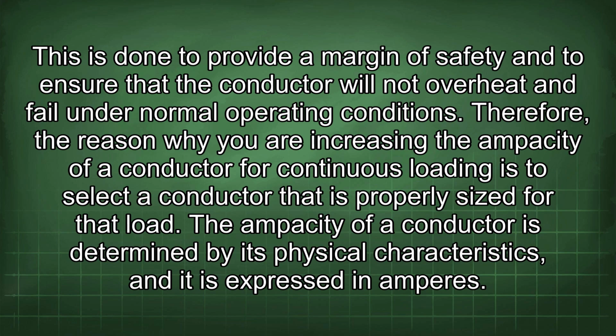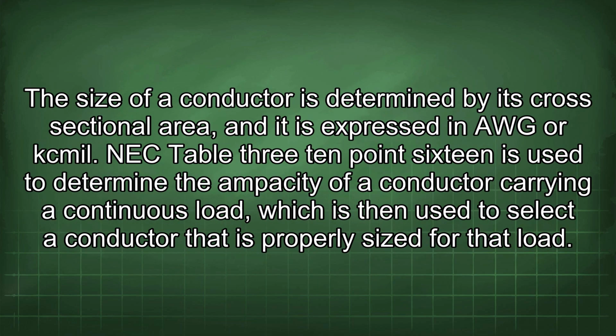Therefore, the reason why you are increasing the ampacity of a conductor for continuous loading is to select a conductor that is properly sized for that load. The ampacity of a conductor is determined by its physical characteristics, and it is expressed in amperes. The size of a conductor is determined by its cross-sectional area, and it is expressed in AWG or kcmil.